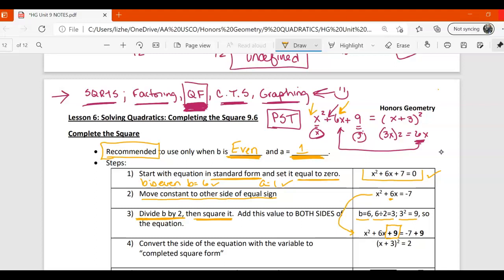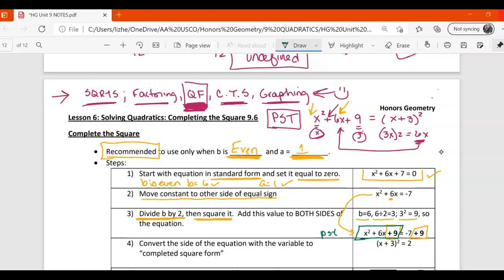Where did I get the 9? I take my b value, I divide it by 2, and I square it. And that's where I got the 9. Now remember, I can do anything I want to my equation as long as I do the same thing to both sides. So I added 9 on the left, and then I have to add 9 on the right as well. What I have done is, this here is my perfect square trinomial. As soon as I add that 9, I have made a perfect square trinomial. x squared is a perfect square, 9 is a perfect square. The square root of x squared is x. Square root of 9 is 3. 3 times x is 3x.